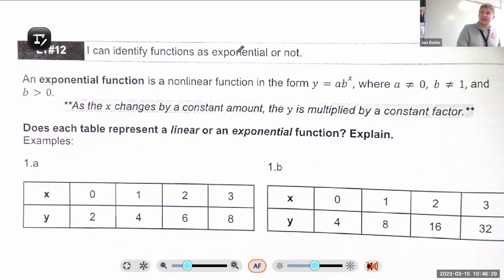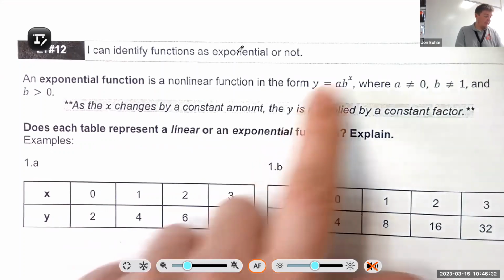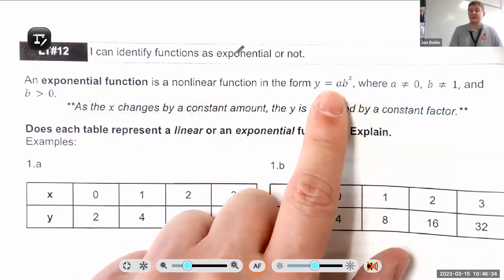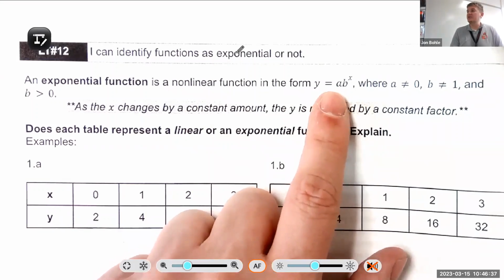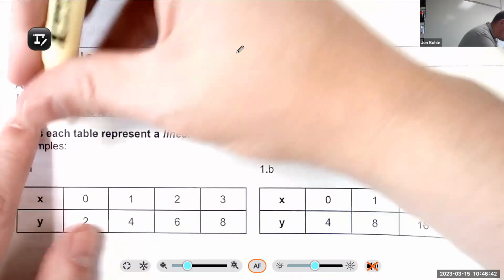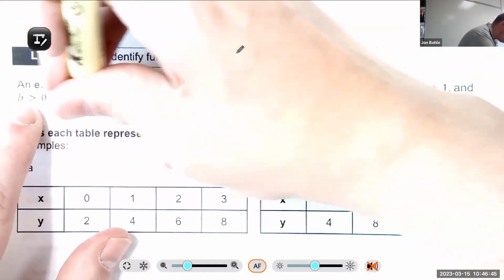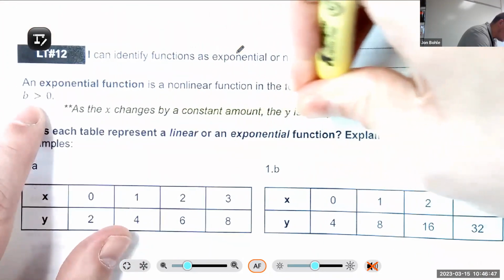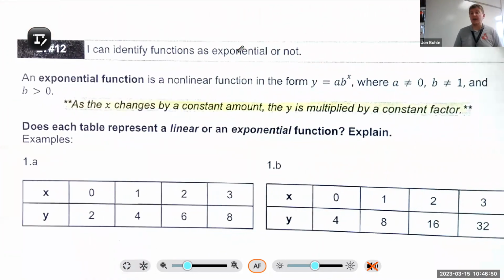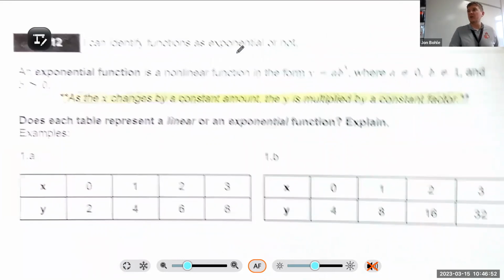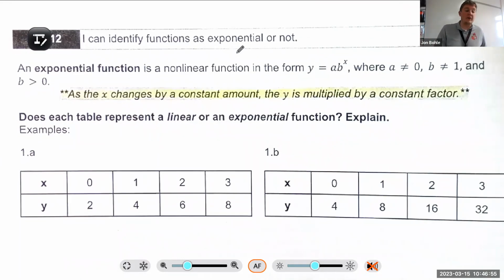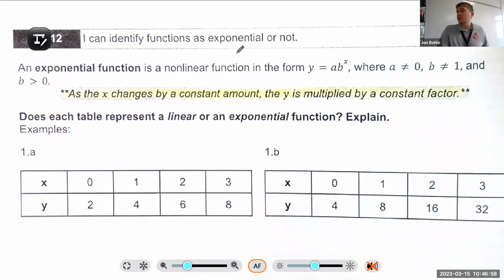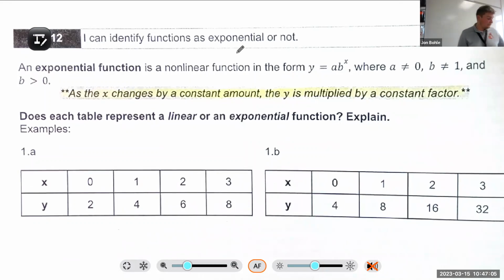Okay, so here's the key thing. Exponential functions are going to be in this form: y equals a times b to the x power. Okay, here is the biggest hint that I can provide for you. As the x changes by a constant amount, the y is multiplied by a constant factor. That right there is the biggest indicator of whether a function is exponential or not. So you can look at a table and you're going to be able to tell if it's linear or, hopefully by the end of the day, exponential.